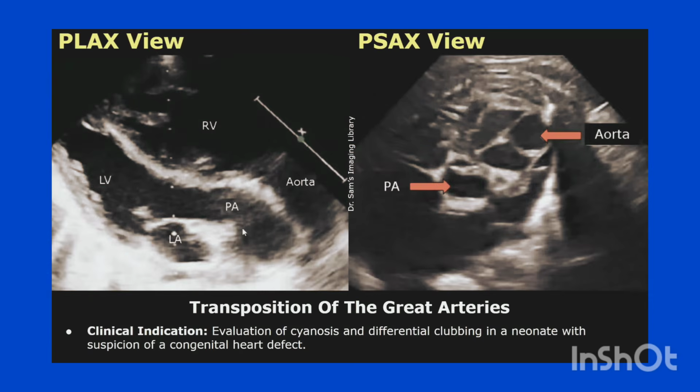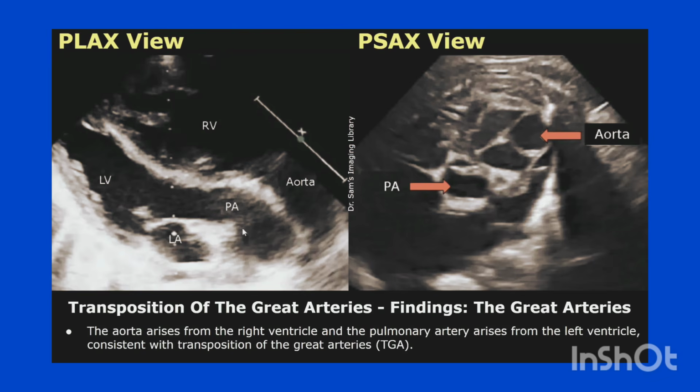This is a report for transposition of the great arteries. Clinical indication is evaluation of cyanosis and differential clubbing in a neonate with suspicion of a congenital heart defect. These are the findings of the great arteries. The aorta rises from the right ventricle and the pulmonary artery rises from the left ventricle, consistent with transposition of the great arteries.